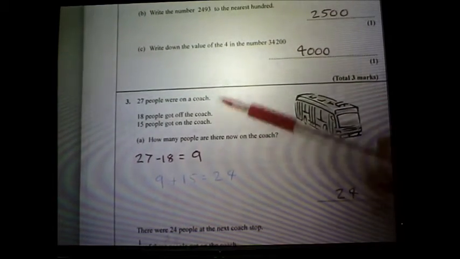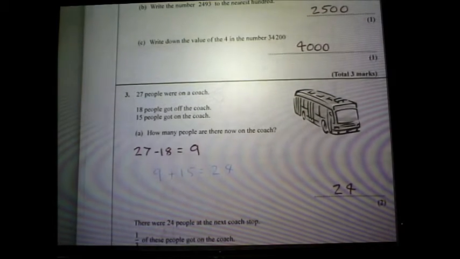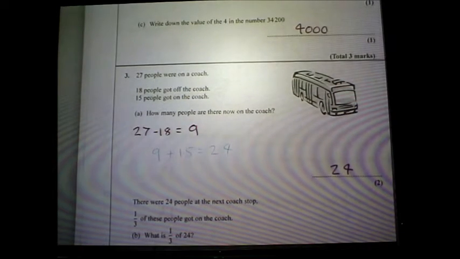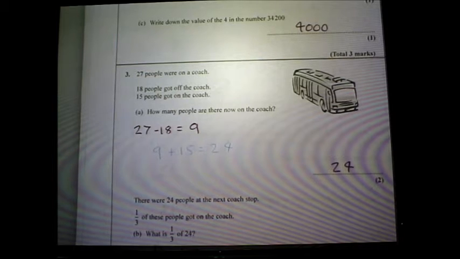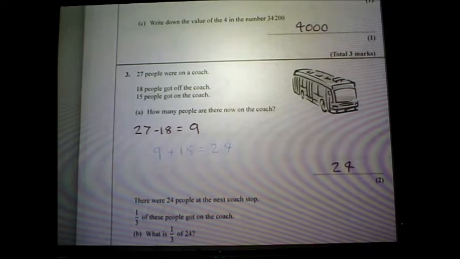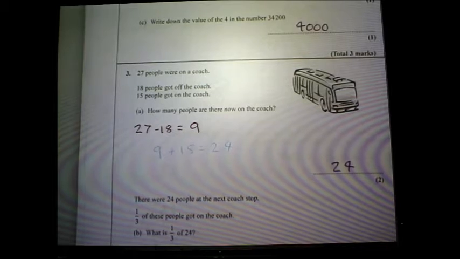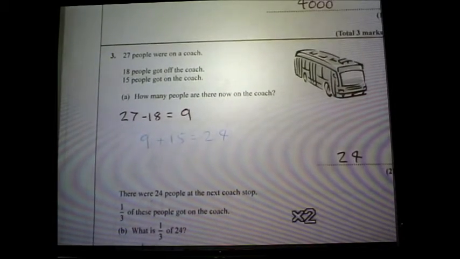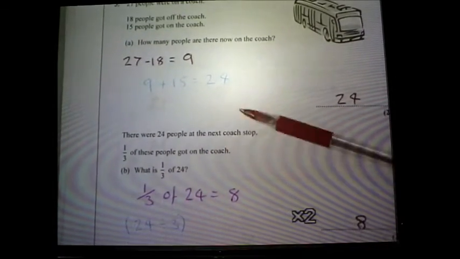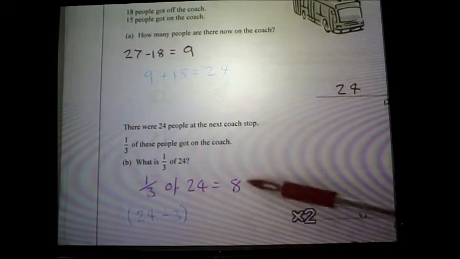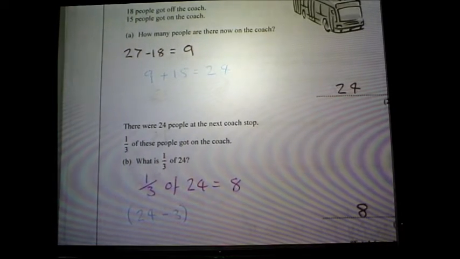There's a coach. 27 people were on the coach, 18 people get off and 15 people get on. So how many now are on it? So what I've done is subtracted the 18 who got off, and that leaves 9 people on it. Then I've added on the 15 that got on, so that leaves you with 24. Next one, what's a third of 24? Divide it by 3, just gives you 8.